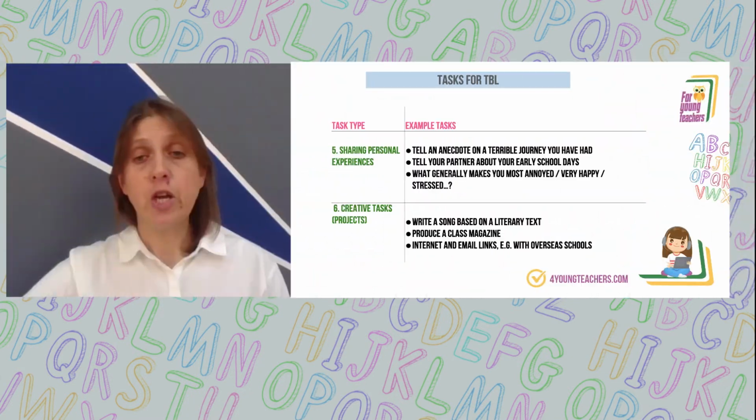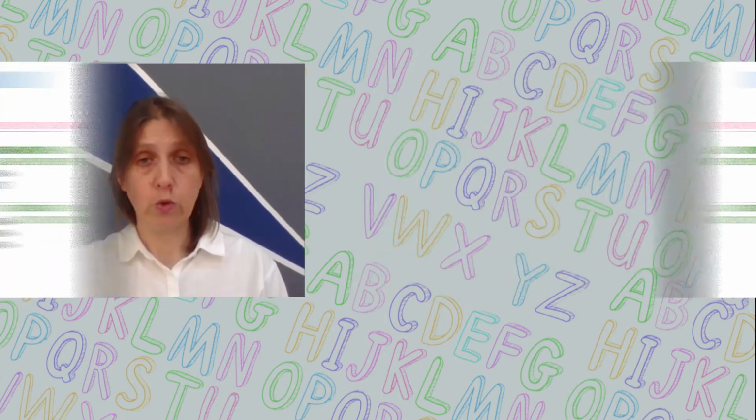Number 5, sharing personal experience task, which can be telling an anecdote on a terrible journey you've had, or telling your partner about your earlier school days, or sharing things that make you annoyed, happy, or stressed. Number 6, creating tasks or projects. Among creative tasks might be writing a song, producing a class magazine, or exchanging emails with foreign students.